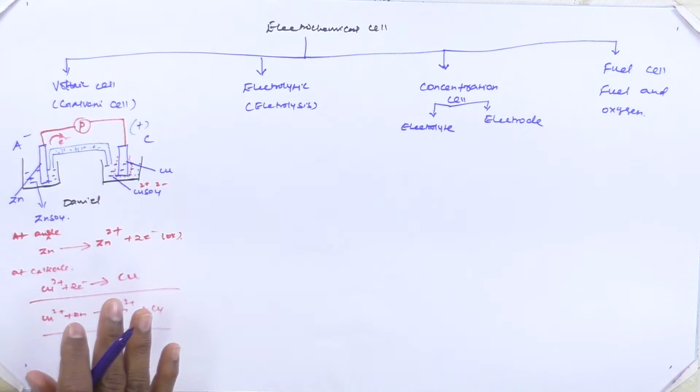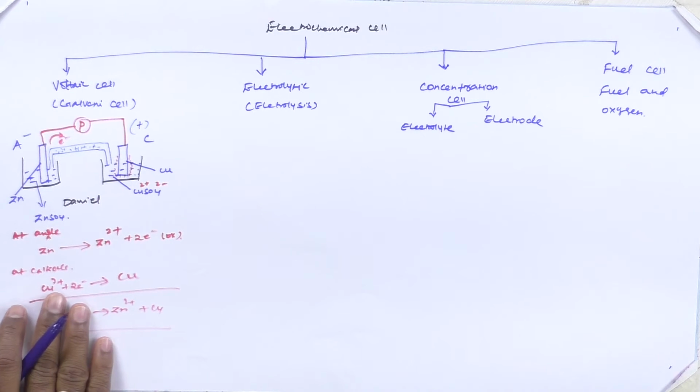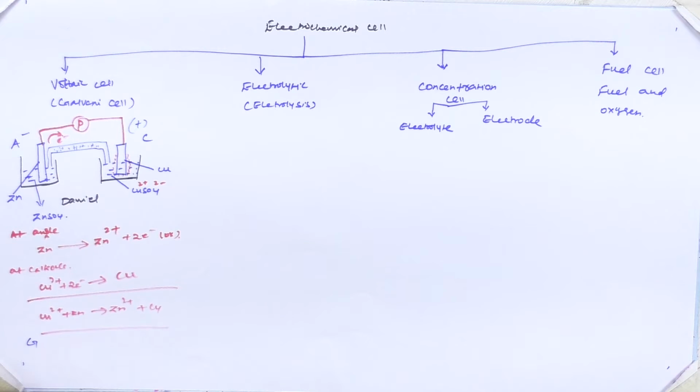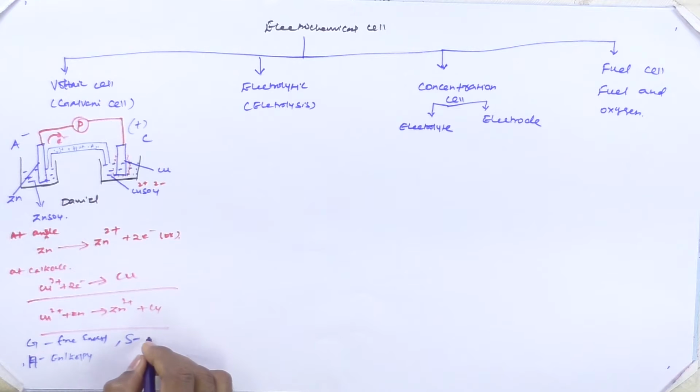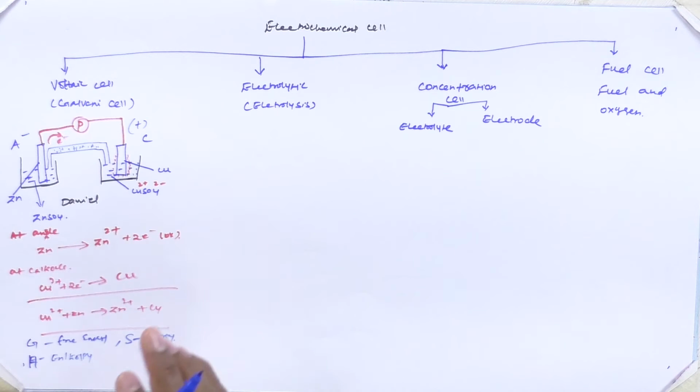Whenever any chemical reaction takes place, there are 3 types of thermodynamic parameters: G stands for free energy, H stands for enthalpy, that is the heat change of the system, and S stands for entropy. All these 3 parameters will change during this kind of spontaneous process.